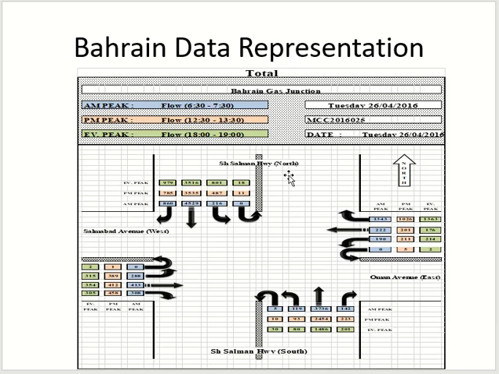Then this is the representation they follow in the Ministry of Works in Bahrain. You can see the highway names are mentioned here, and some information about the study is given: the day and the date, the code, the hours in which the study was done, and you can see different colors for each hour. And then again you see boxes, and the boxes are connected with arrows. Arrows are showing the movement, numbers inside the boxes are showing the volumes, and for each movement I have boxes with 3 different colors. Each color represents a different hour of the day.